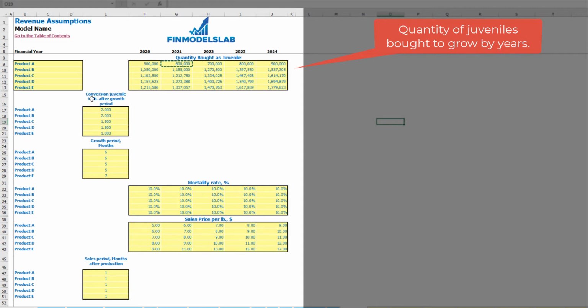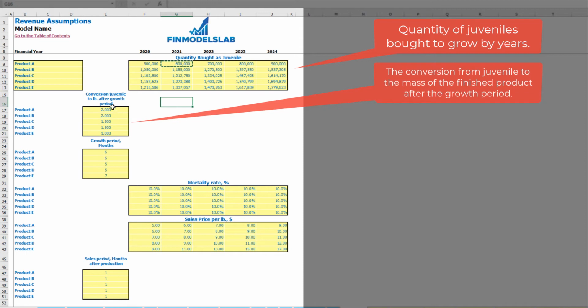The next step is to set up the conversion of juveniles to pounds of the production, for example meat or fish, and this is obviously after growth period. So for example, 1 juvenile can give you 2 pounds of product A, meat or fish.